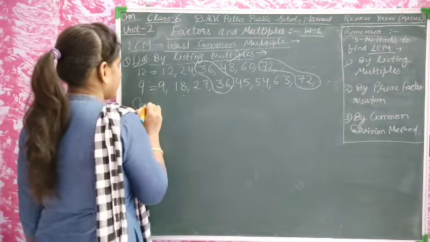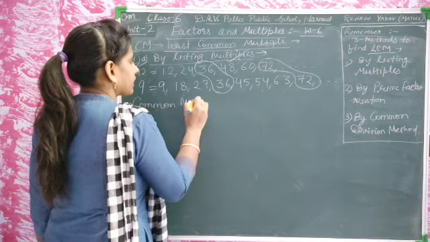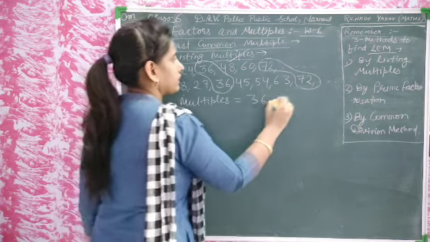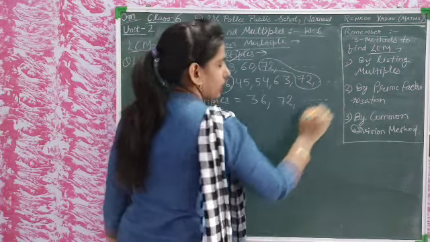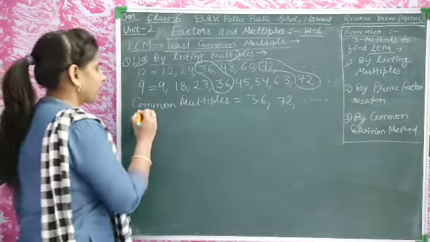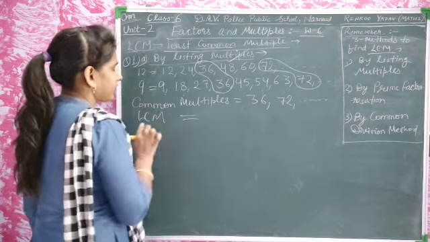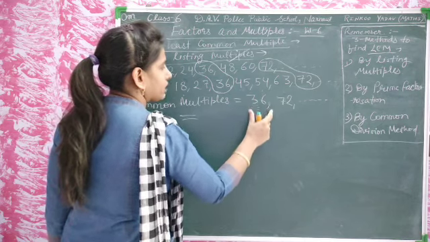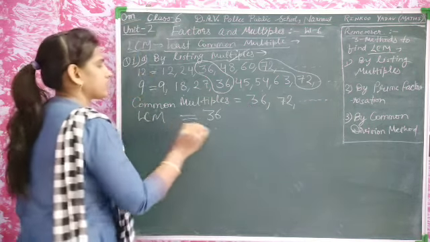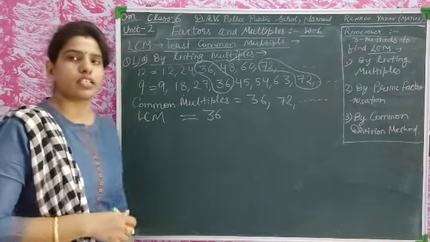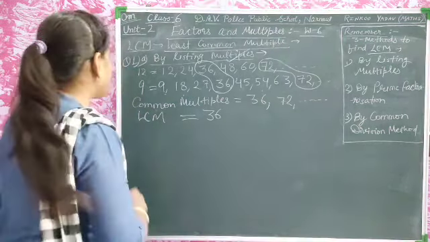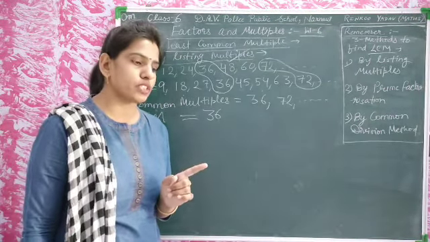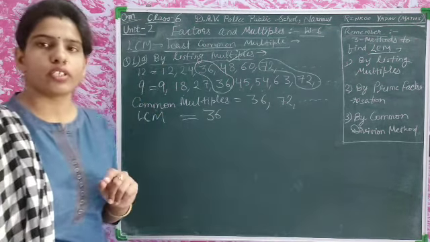So students, what are the common multiples? The first common multiple is 36 and the next is 72, and so on. These numbers are common. Now we have to find the LCM, the least common multiple. Among the common multiples, the least number is 36. This is the least common multiple, 36. Is this clear, students? This is question A by listing the multiples. Two more questions are there that you will do yourself.